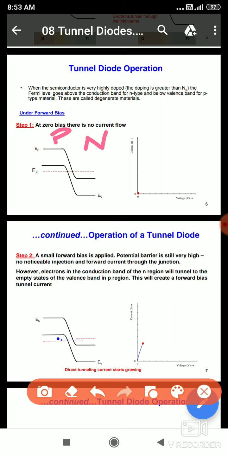In this diagram, EC denotes the energy level of the conduction band in P-type material, and this is EV, which indicates the energy level of the valence band in P-type material. And on the right side, this is EC. EC is nothing but what? It is the energy level of the conduction band in N-type material, and EV is the energy level of the valency band in N-type material.